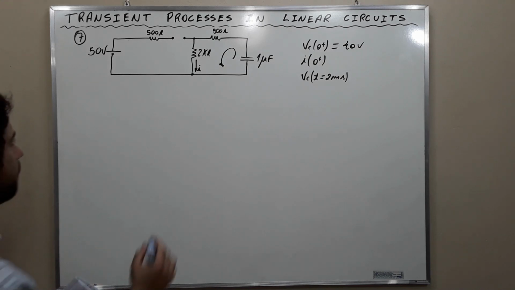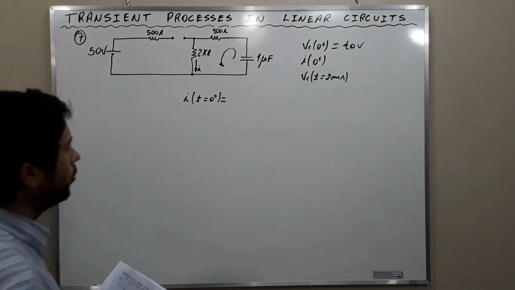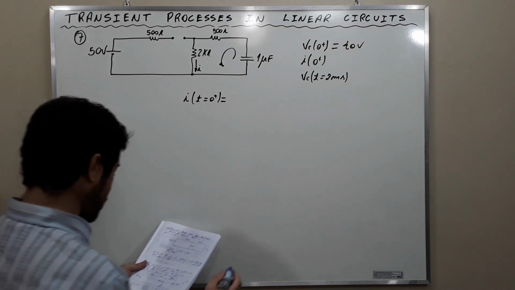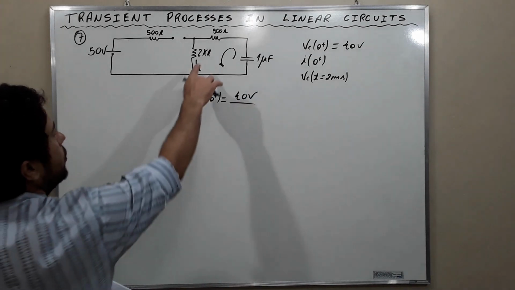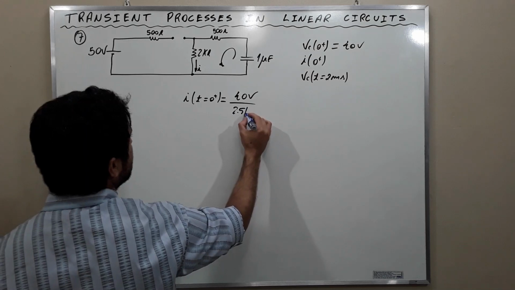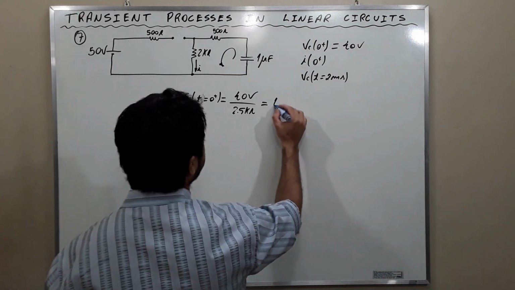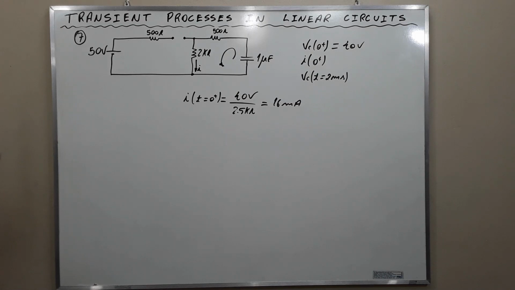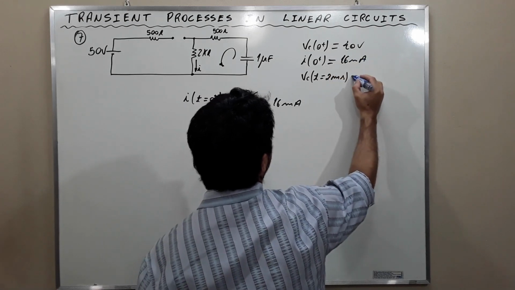Initially, I of t equal to 0 plus will be simply the initial voltage across the capacitor, which is 40 volts, divided by 2.5 kilo ohms. And this is 16 milliamps. This is the initial value of the current. This is this result here, 16 milliamps.